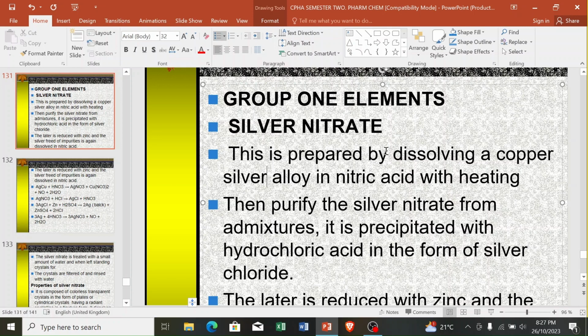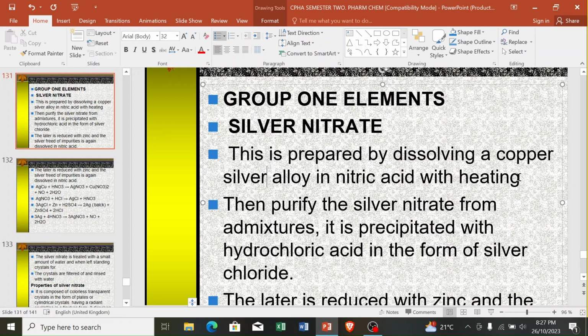How is it prepared? It is prepared by dissolving a copper silver alloy in nitric acid. So we expect an alloy. An alloy is a compound that has two or more metals. When metals combine together, we call them alloys. So we need a copper silver alloy reacted with nitric acid in the presence of heat.